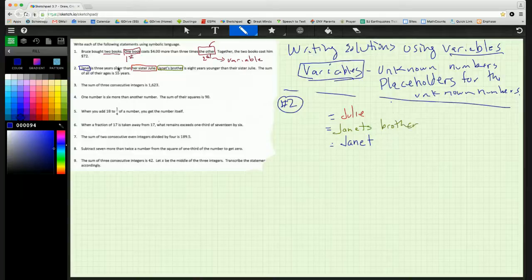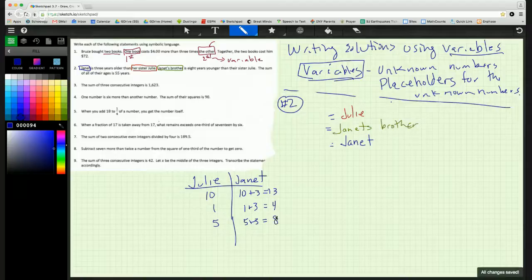So sister Julie is younger than Janet. So Janet is 3 years older. Here, let's just do a thought experiment. If Julie is 10, then Janet is 3 years older, so Janet is 10 plus 3, or 13. If Julie is 1, then Janet is 1 plus 3 equals 4. If Julie is 5, then Janet is 5 plus 3 equals 8.